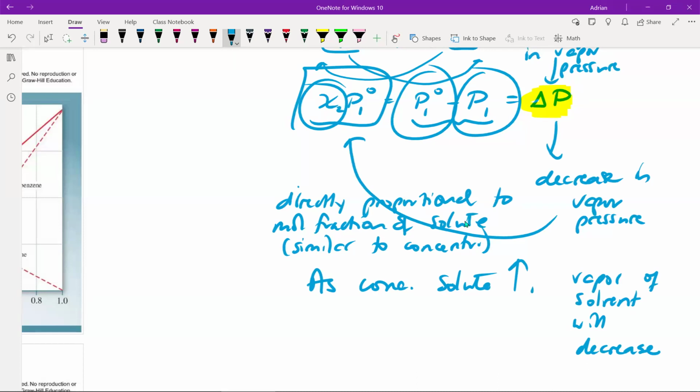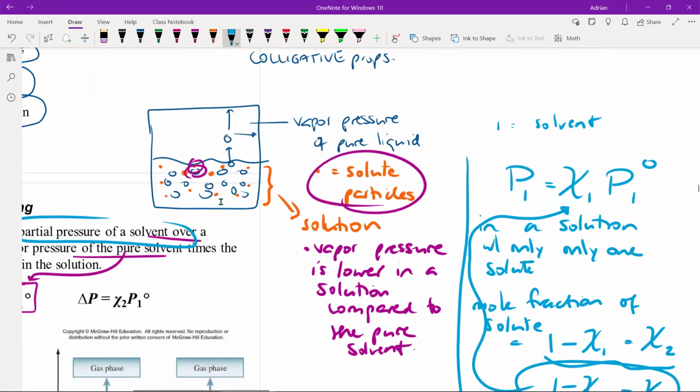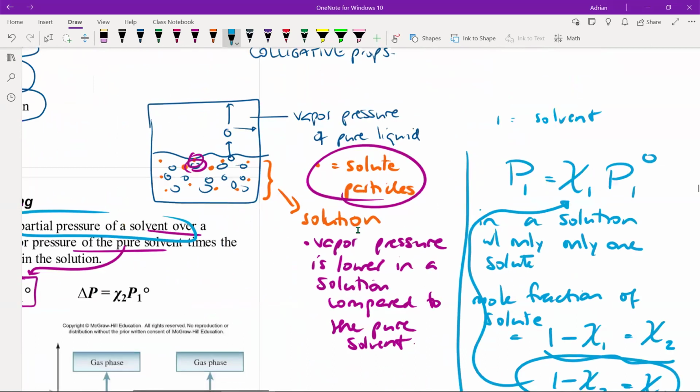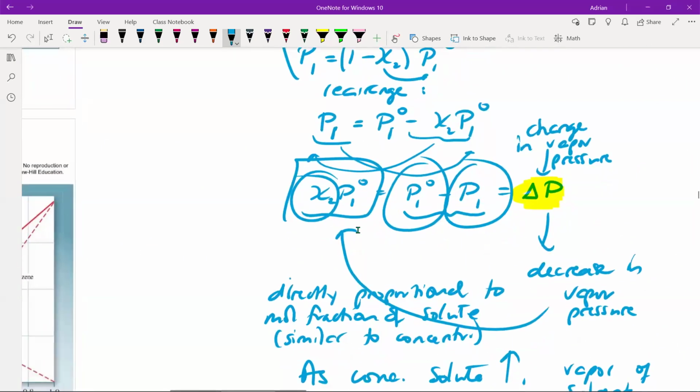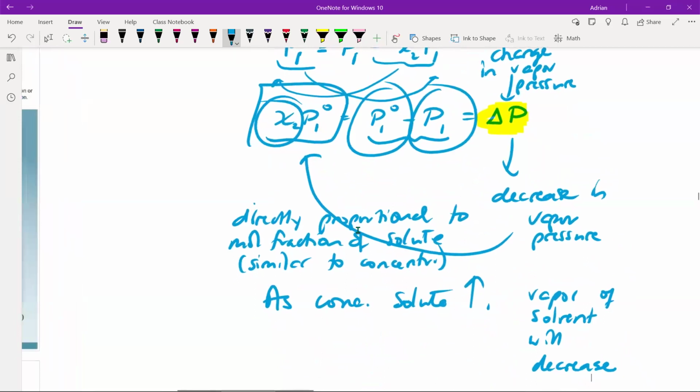So the more solute particles you have, the fewer solvent particles go into the vapor phase, so the less pressure they will exert. We explained that qualitatively up here, and now we are mathematically rationalizing why that is the case.